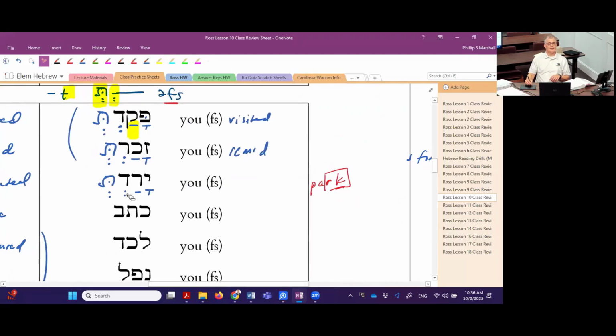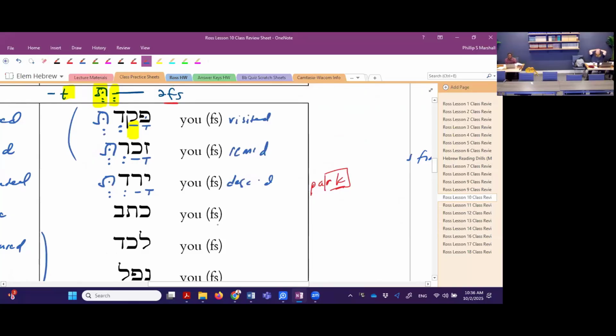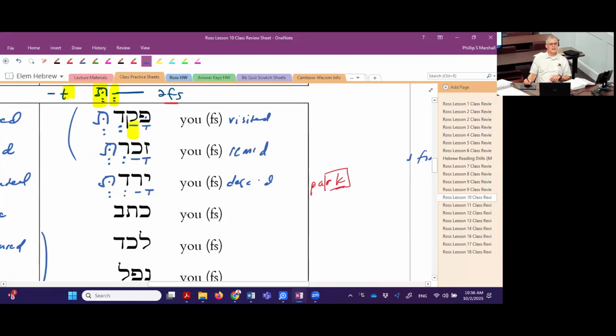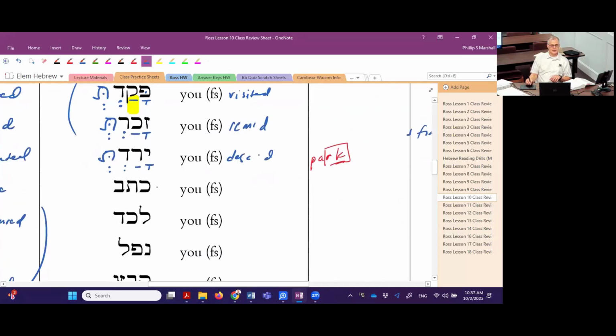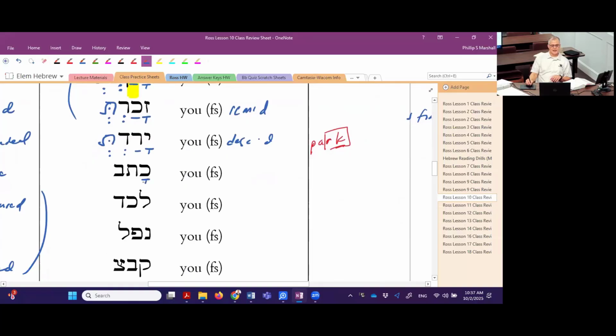All right. So what does yavad mean? Descended. Yeah, you descended. Okay, good. I'm going to abbreviate that one. That's descended. Okay. So what should the next one look like? If it's pakat, zahart, yarat, what would this be? Katav, katav. Are we pronouncing that bait? Yes, we are, right? Katav, katav.